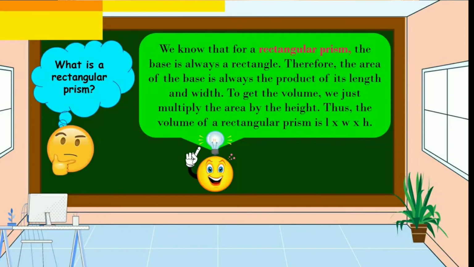What is rectangular prism? We know that a rectangular prism, the base is always a rectangle. Therefore, the area of the base is always the product of its length and width. To get the volume, we just multiply the area by the height. Thus, the volume of a rectangular prism is length times width times the height.